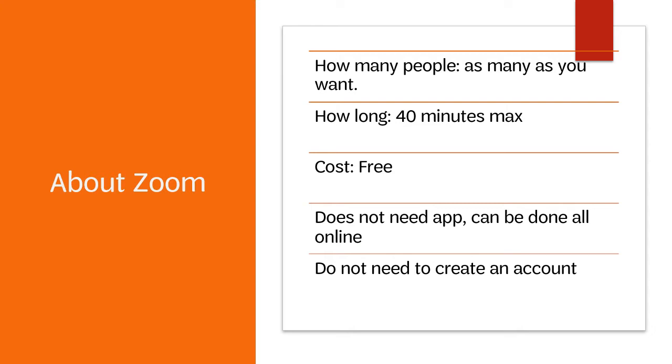So if your time limit has already expired, you can go ahead and restart your meeting directly afterwards and just kind of continue on. It is free to use, so you do not need the app and you can do it all online right through your computer. The girls will not have to create an account, but you as the leader and the host will have to go ahead and create a free account. But it is super easy and you'll see some more information about that in our next slide.